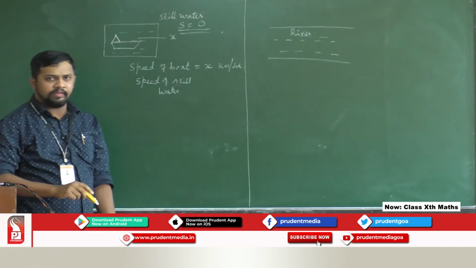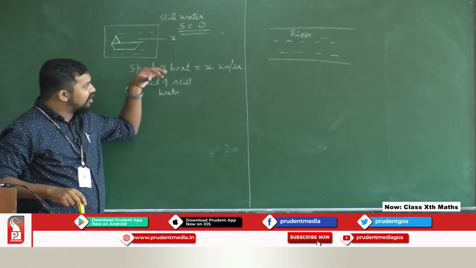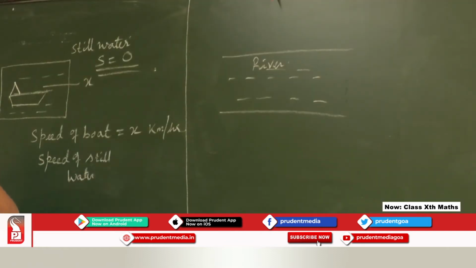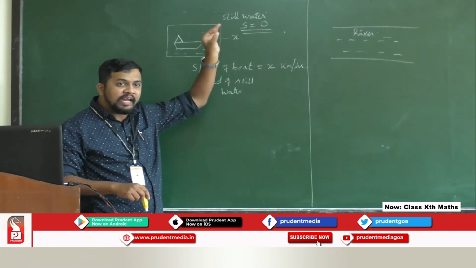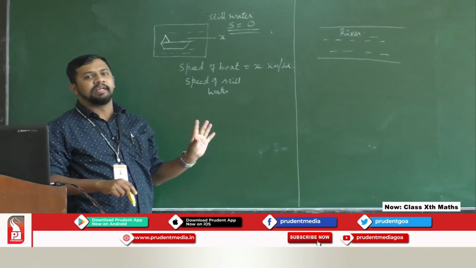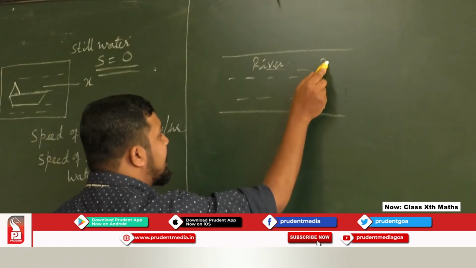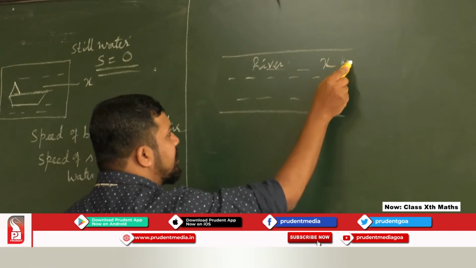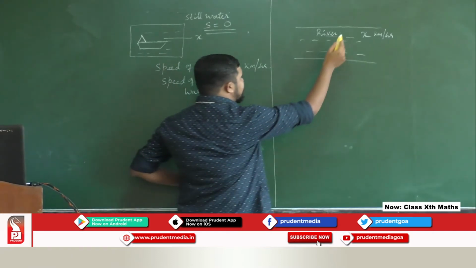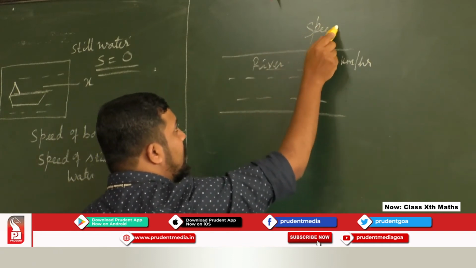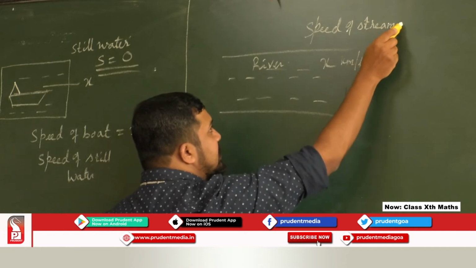Or a stream. In a river, water is moving, or water is flowing. You will see it may be coming from the higher level to the lower level, because it is moving. That means the water is also having some speed. Let us say the water has some speed, for example x. X is the speed of that water, or the speed of that current. So I'll just say speed of stream is, let's say, x.